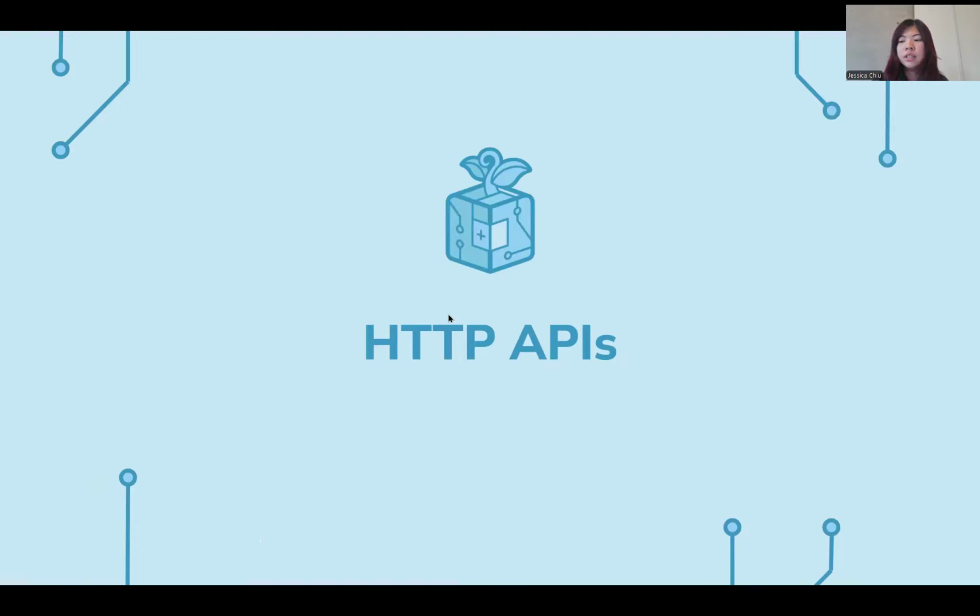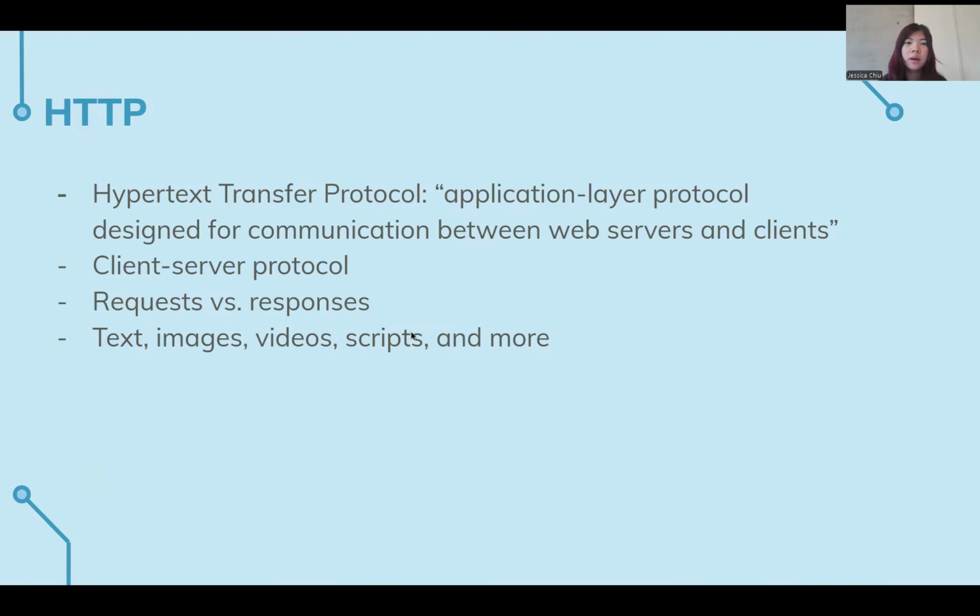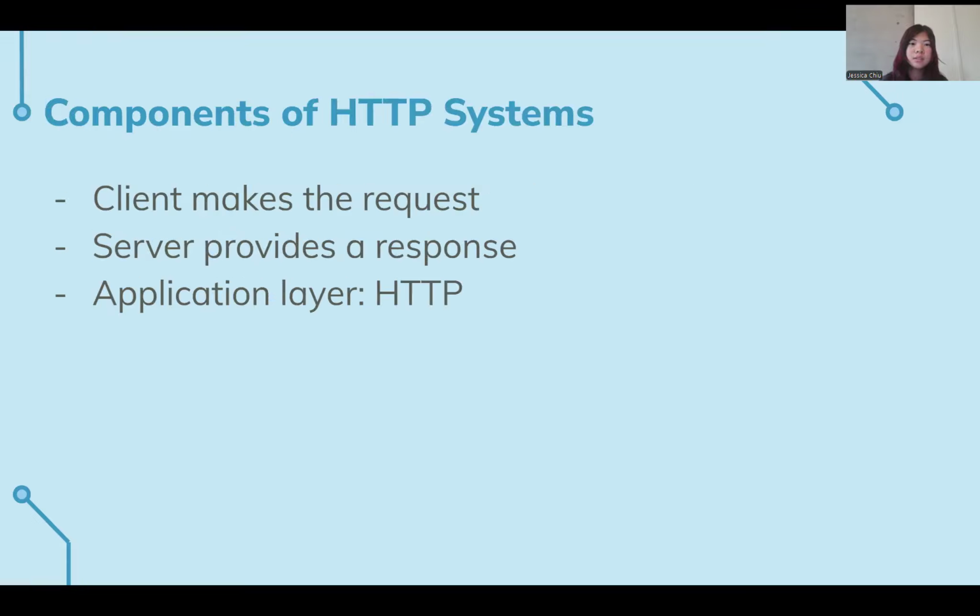Okay. So HTTP APIs, okay? These are the most common APIs that we'll be using because they help you interact on the web. So HTTP, what does that mean? This is like the foundation of communication on the web. It's basically how browsers talk to servers. So it has this thing called client server protocol, which basically means that the client makes requests and then the server sends back responses. Okay. So yeah, just like I said, these are the components of the HTTP system.